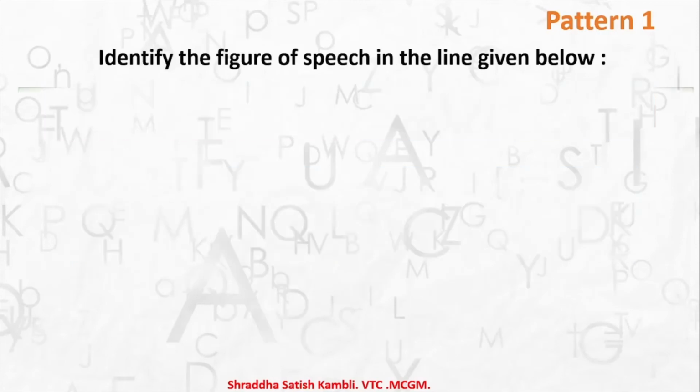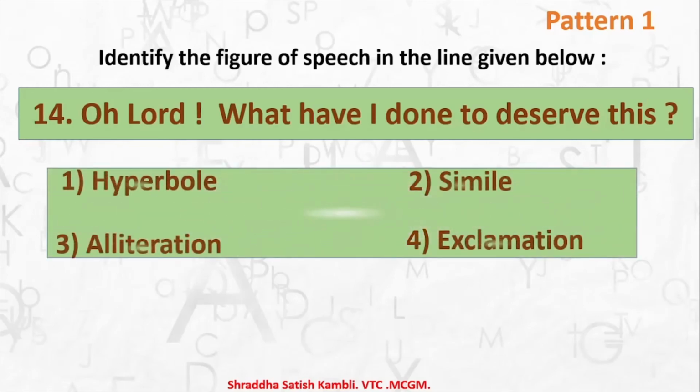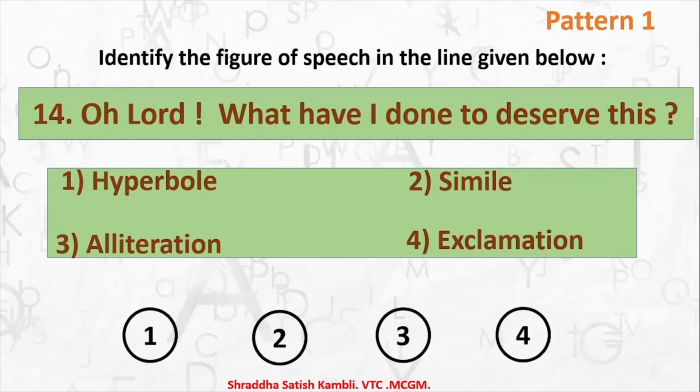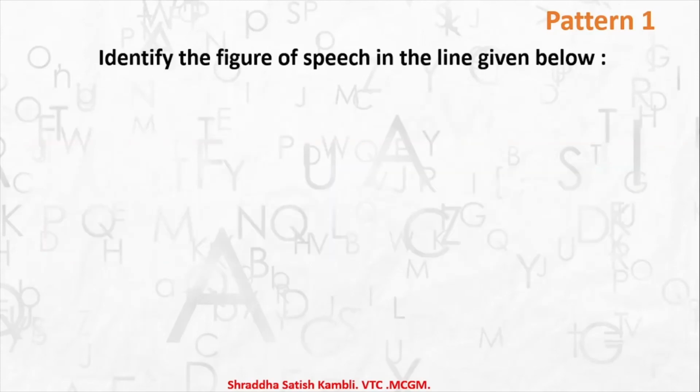Question number 14. Oh Lord, what have I done to deserve this? So see, it is a very strong statement. And it has also got an exclamation mark. So it is an example of option number 4, exclamation. Why? Because there is a strong statement with an exclamation mark here. Alright, coming to the next example.